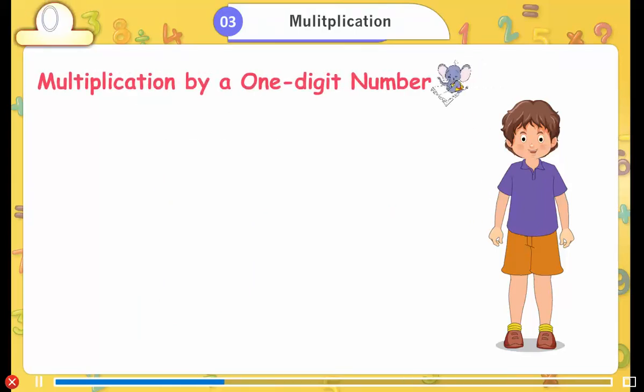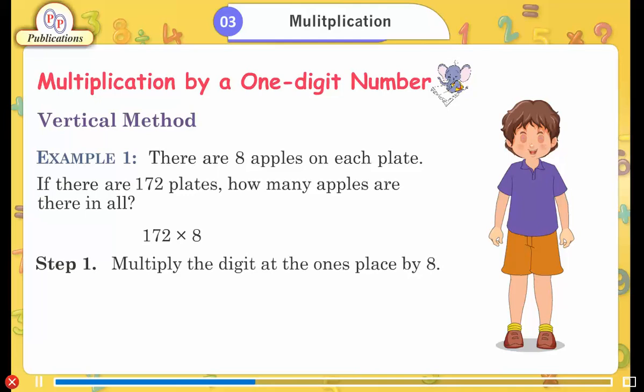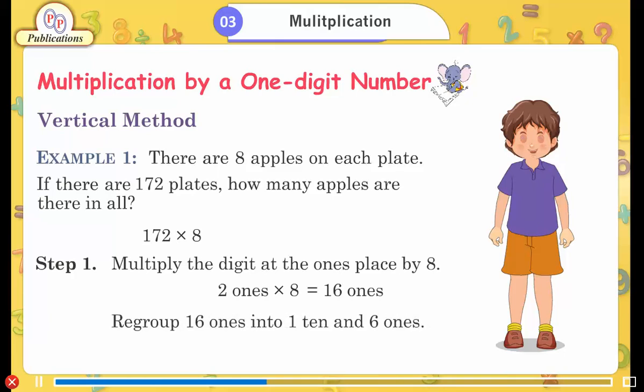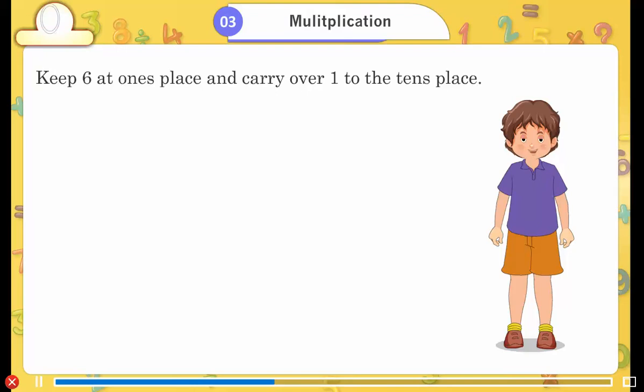Multiplication by a one-digit number. Vertical method. Example 1. There are 8 apples on each plate. If there are 172 plates, how many apples are there in all? 172 × 8. Step 1. Multiply the digit at the ones place by 8. 2 ones × 8 = 16 ones. Regroup 16 ones into 1 ten and 6 ones. Keep 6 at ones place and carry over 1 to the tens place.